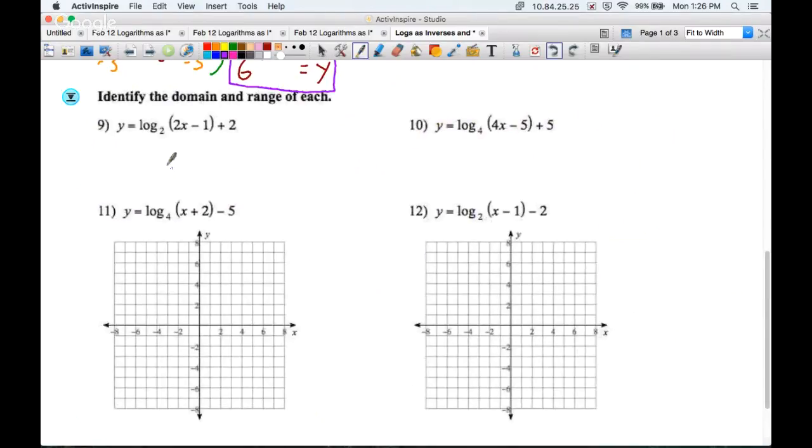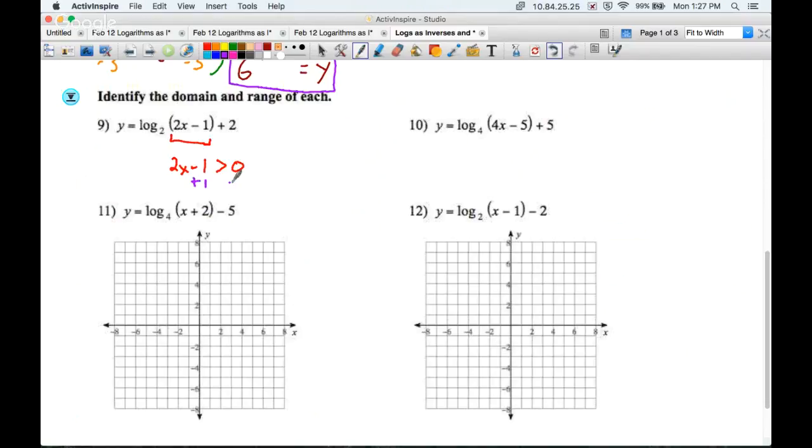All right, so for the domain, a quick way to do this is just take the argument and say that 2x minus 1 must be greater than 0. We cannot take the logarithm of a 0 or a negative number. It just doesn't make sense. These logarithms ask the question, this number, which is the base, 2 to the power of what equals the argument? Now, if you've got a negative argument, there's no number, positive or negative, I could raise 2 to the power of to reach that number.